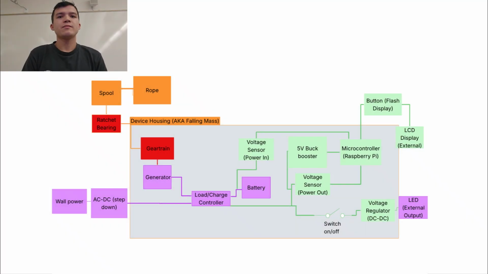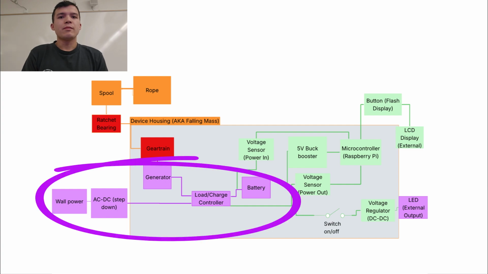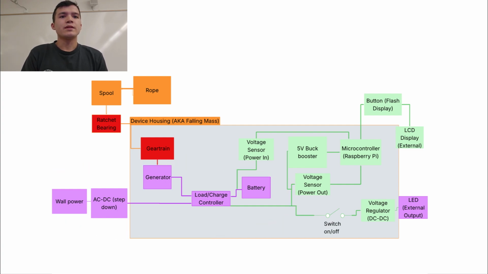Seen here is the interface block diagram our team created and shows how everything is connected and interfaces together. I am responsible for the block seen in purple. To the left of the diagram in purple is the power generation and storage subsystem.